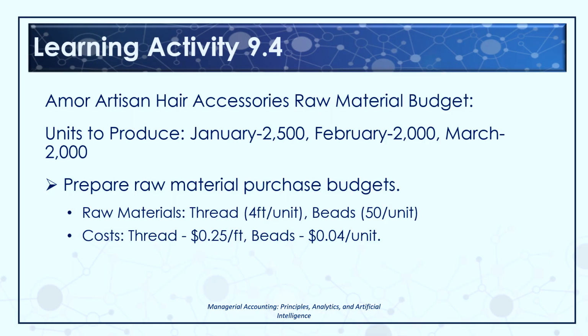Now complete learning activity 9.4. Amore Artisan Hair Accessories uses two materials, thread at 4 feet per unit and beads at 50 beads per unit. The cost for thread is 25 cents per foot and beads are approximately 4 cents per bead. Units to produce for January are 2,500 bands, February is 2,000 bands, and March another 2,000 bands. Prepare the raw materials budget for the first quarter. Pause here and work through the activity. Once you've finished, check your answers with the solution provided in the back of Chapter 9.